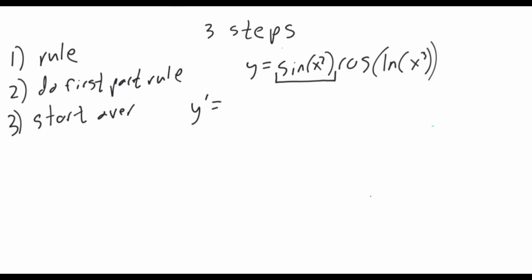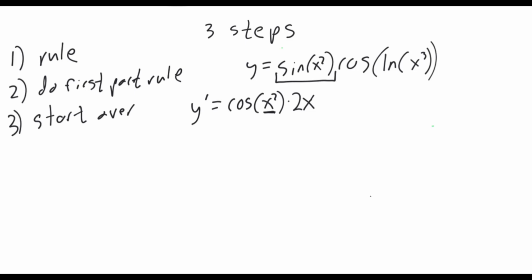Overall, what rule do I need? Well, I have a sine. So I'm going to take the derivative of sine is cosine. So I have cosine of x squared times now 2x. That comes from the chain rule that says you take the derivative of the inside whenever you use stuff. Now that I have that, I forget where am I at. So let's just start over again.